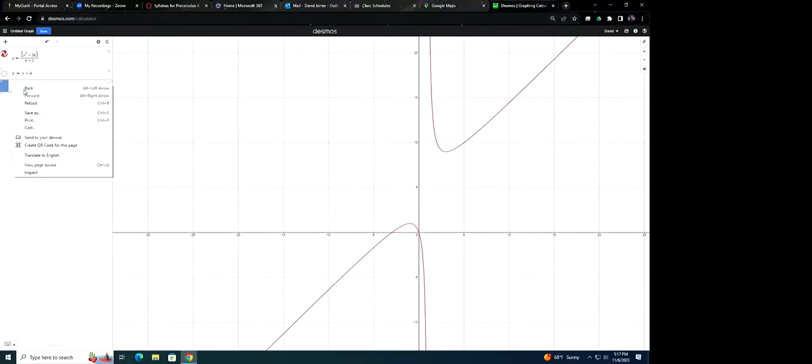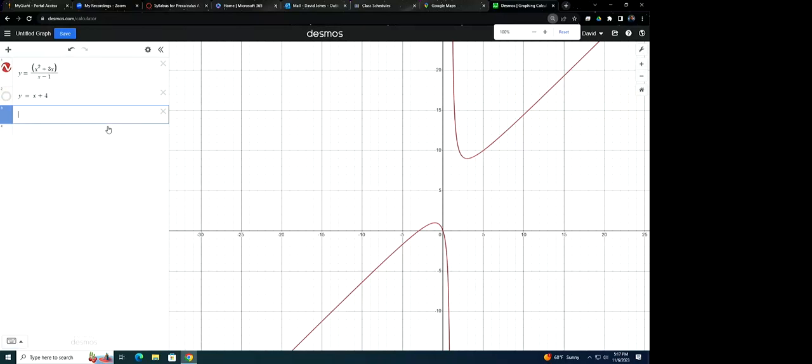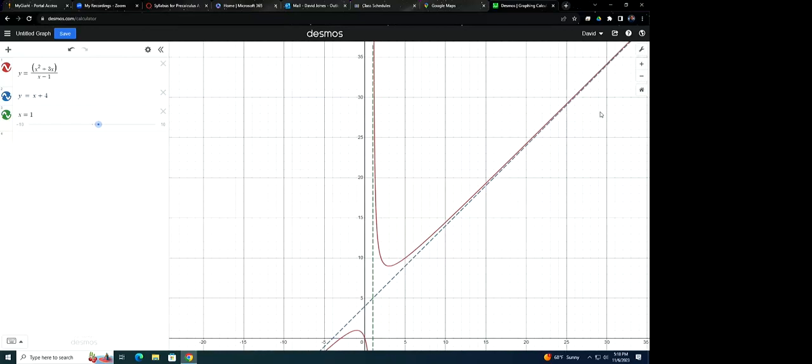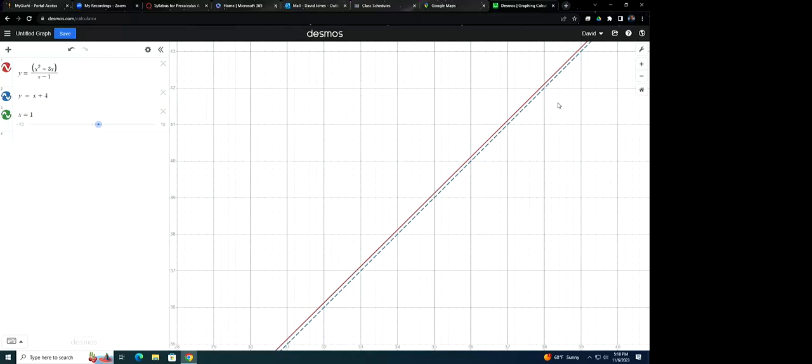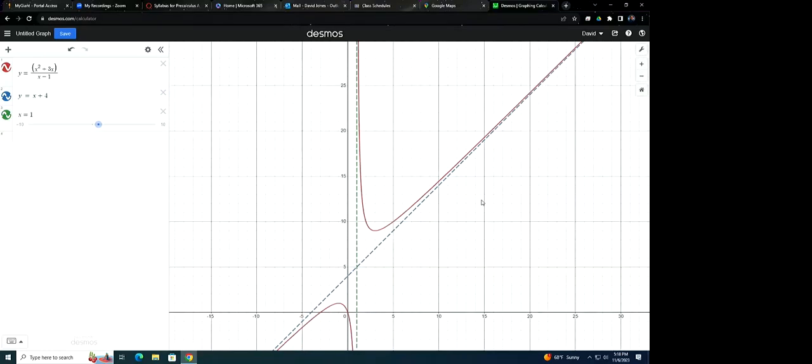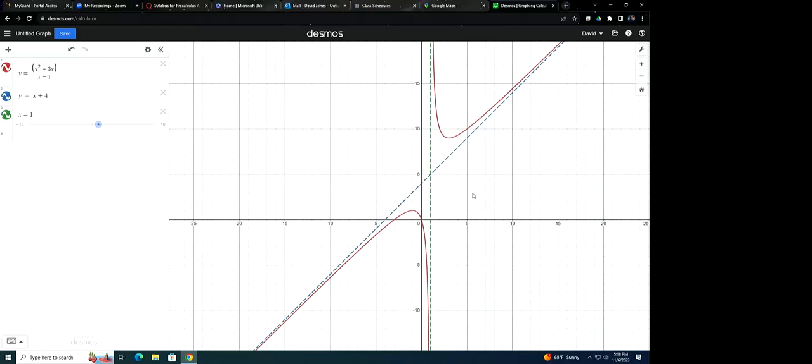So if I put in our vertical asymptote, why did this zoom out too? Normally that doesn't zoom out. Make that dotted. We can see our x equals 1. See how it's going off at a slant? When I drop in y equals x plus 4, as it goes to infinity, the red line's approaching our y equals x plus 4 line. That's why it's called a slanted asymptote. I don't know where oblique came from, but you can clearly see it's at a slant. And it does the same going the other direction.